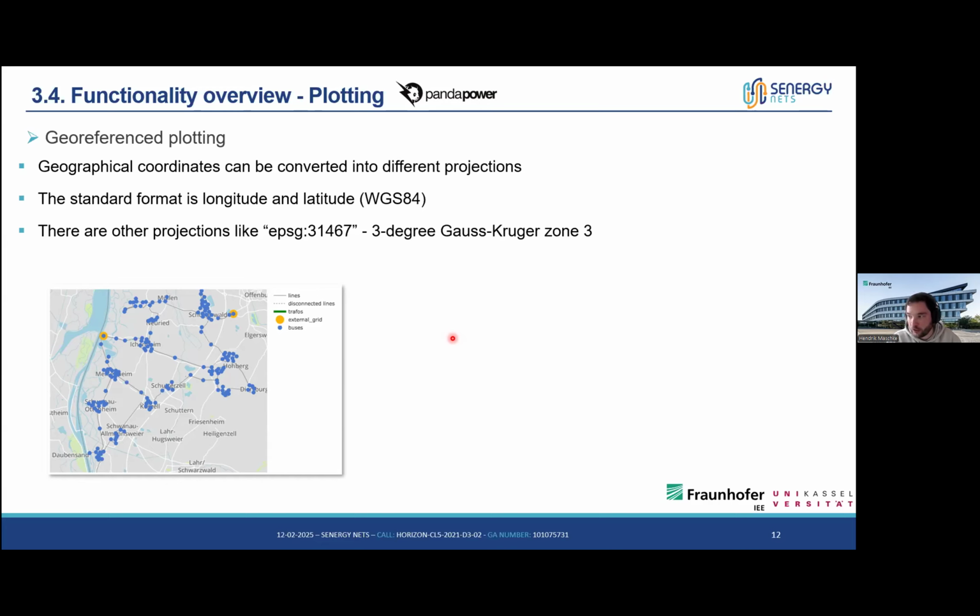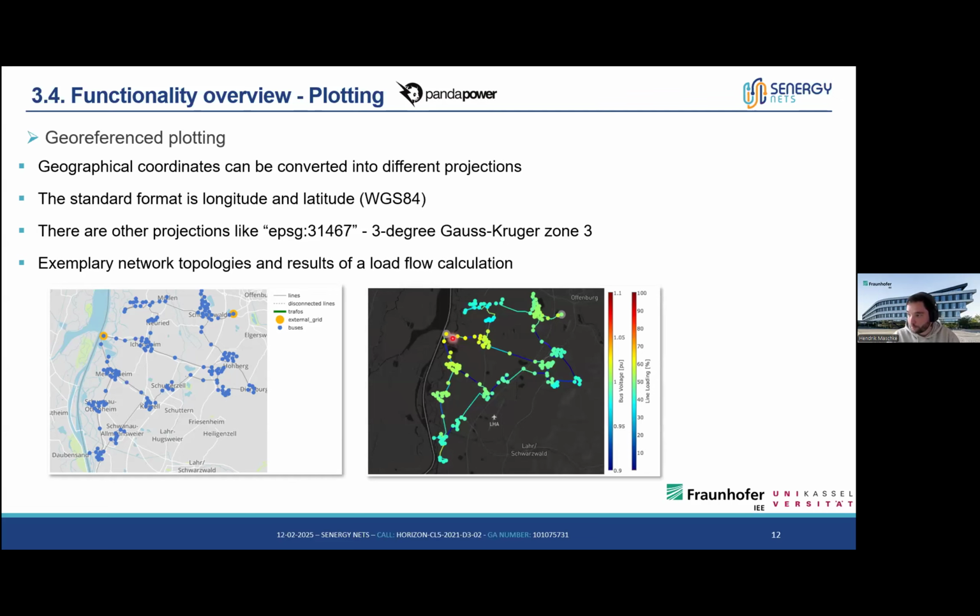of geographical coordinates, and you can transform between all these projections, like, I don't know, Gauss-Krüger zone or whatever projection you have. It's not always that easy to find the correct projection, so you need to play a little bit around here. But in the end, if you find the correct projection, it's very nice to plot your geographical coordinates.